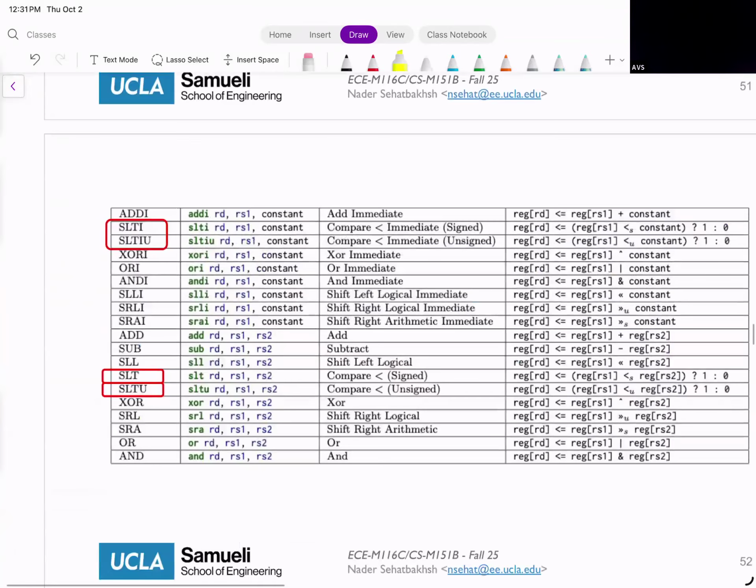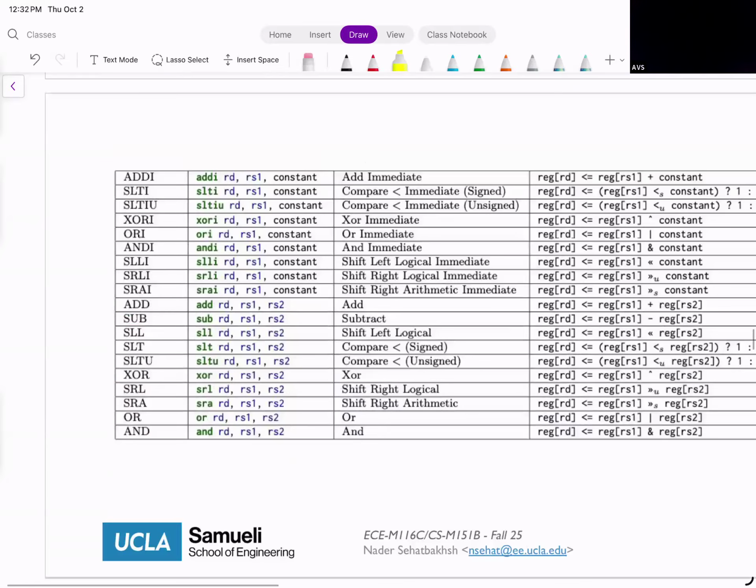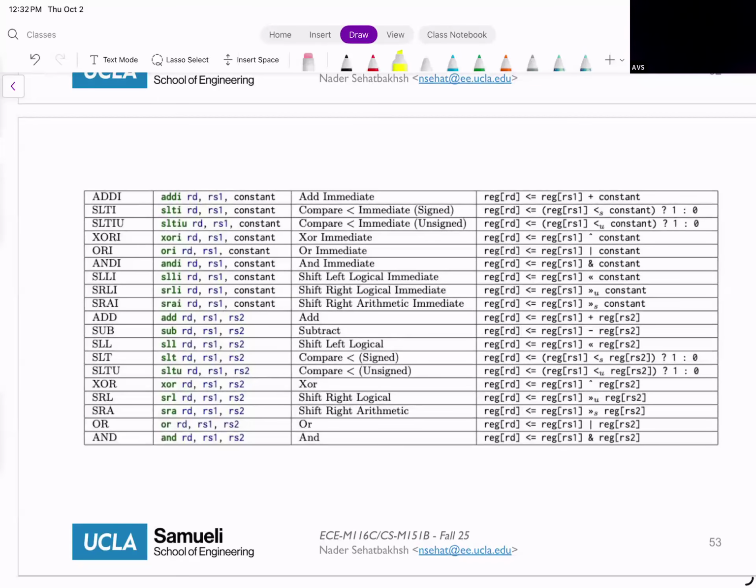All right. And then we can have an immediate version of that as well. Instead of comparing RS1 with another register, you can also compare it with an immediate. So I have SLTI and SLTIU. I can compare it with an immediate sign-wise, and I can compare it with an immediate unsigned. You can see this would be very helpful, for example, for your for loops and while loops. You want to see whether your loop has reached the end or not. All right, I think I gave you an explanation of all of these instructions.